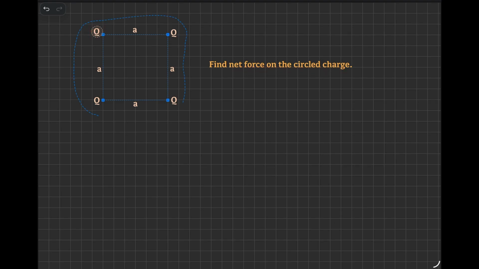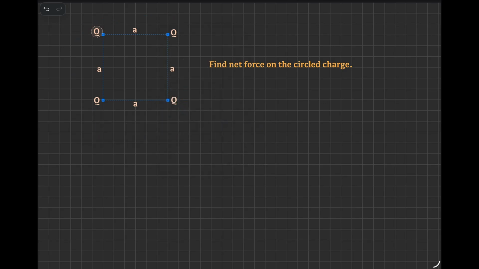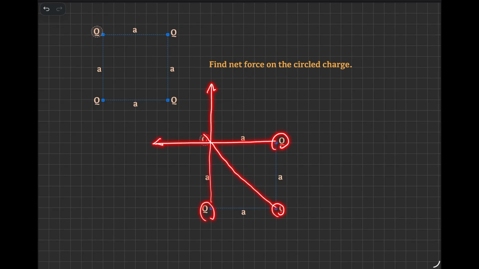Now let's replicate this diagram again. Here, if we see, due to this charge there will be repulsion. Similar charges are there, so there will be repulsion. So this charge will repel the circled charge this way. This charge will also push in this direction, and this charge here will push diagonally like this.